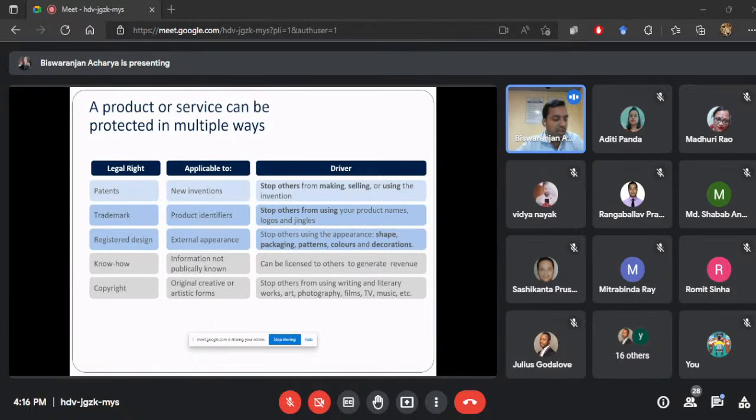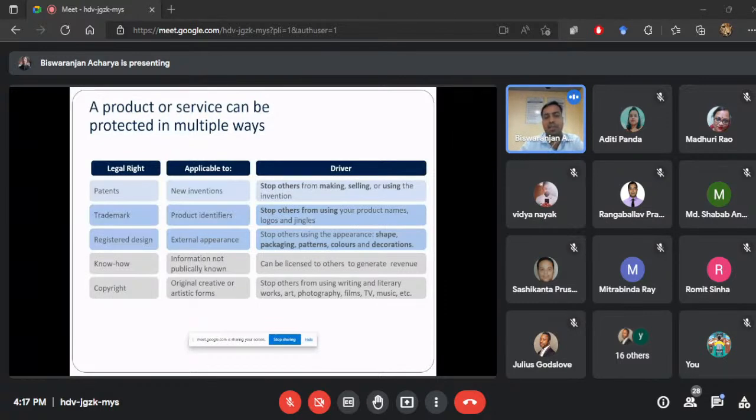I will share something: I developed two designs also. One is a vegetable and fruit washer. In the time of COVID, we thought about how household people could wash their vegetables and fruits without touching any human body, any human hand. So we designed one design, that is the vegetable and fruit washer. Know-how, copyright also I will explain. The know-how can be licensed to others to generate revenue.